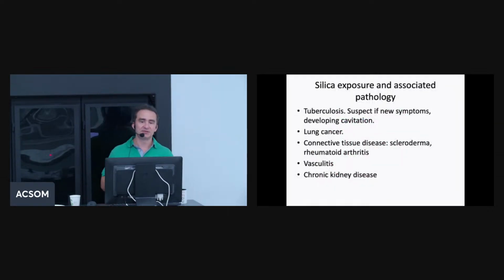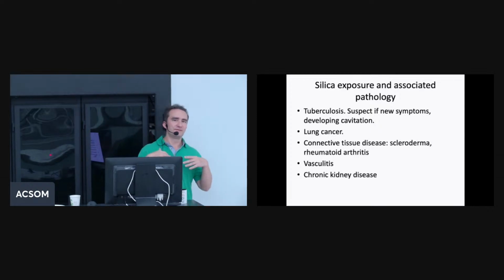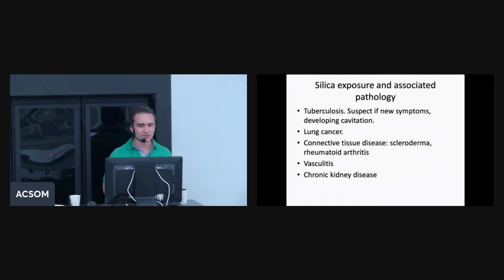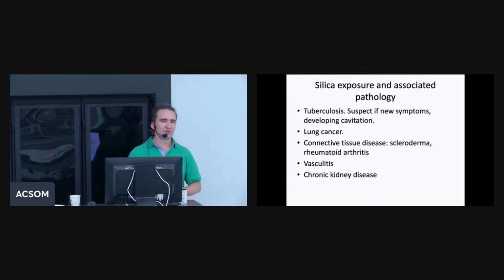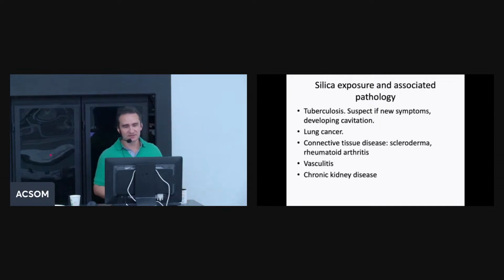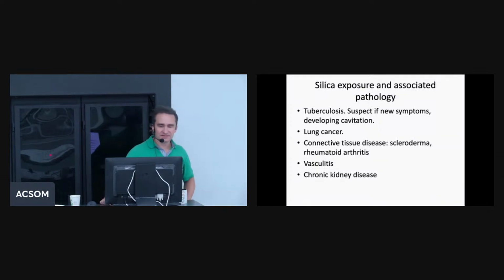So if somebody has silicosis, they're unfortunately also more prone to have other problems. And tuberculosis, TB, which we talked about a few days ago, is one of them. So if somebody, for example, has chronic silicosis, but one day comes with new symptoms like fevers, coughing up blood, and especially if there are cavitations on the imaging now, then that's what you need to rule out. Silicosis also will predispose patients to lung cancer. It's associated with connective tissue diseases like scleroderma, rheumatoid arthritis, also with vasculitis, and chronic kidney disease.